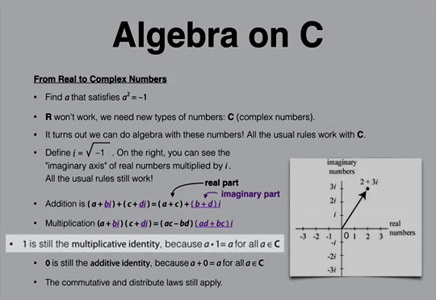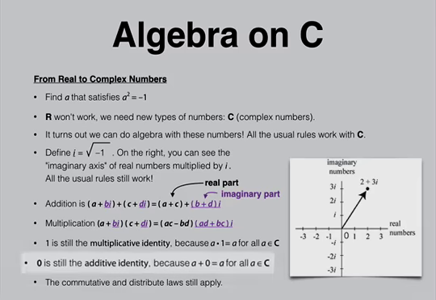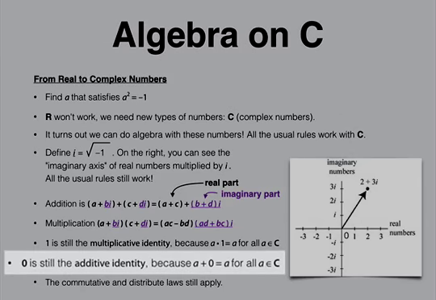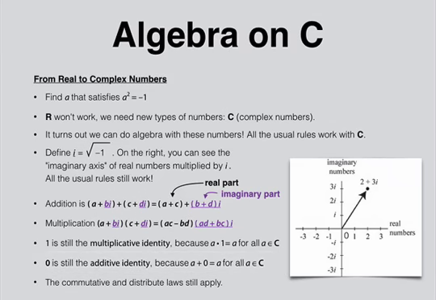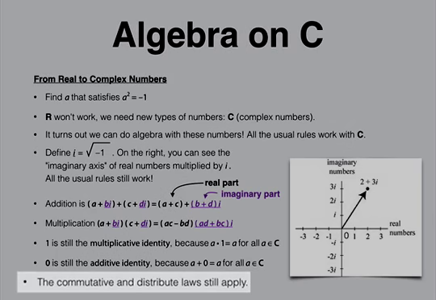1, the real number 1, is still the multiplicative identity because any complex number A, remember, a variable has to come from a set. So any complex number A times 1 is still A. 0 is still the additive identity because A plus 0 is still A for any complex A. So this algebra still works, and the commutative and distributive laws still apply.